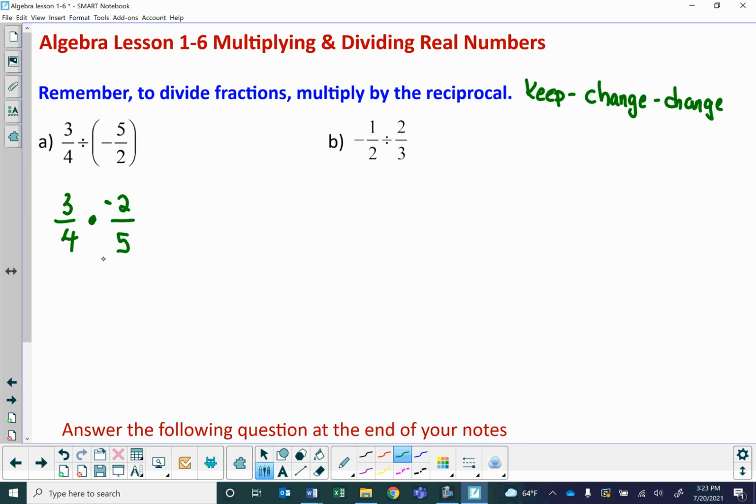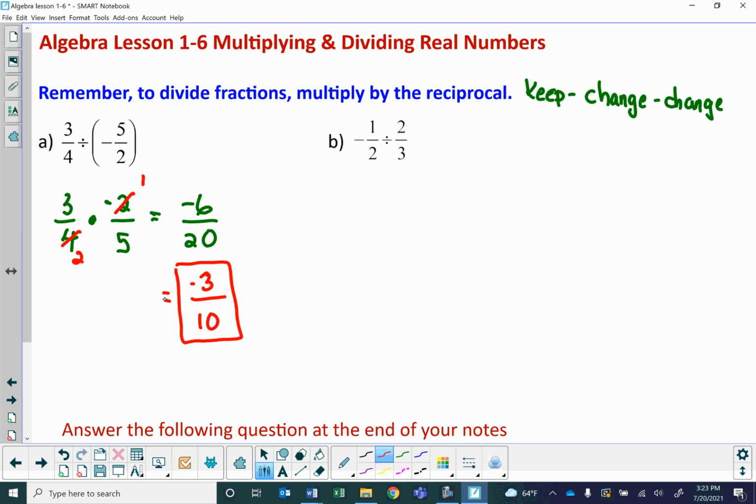Okay. And we can simplify. We can multiply straight across the top, which in this case would be negative 6, straight across the bottom, over 20, and then reduce. Or my preferred method is to look at it and say, 2 goes into itself once, it goes into 4 twice. So now when we multiply, 3 times negative 1 is negative 3, 2 times 5 is 10. So there's the answer in simplified form, negative 3/10.